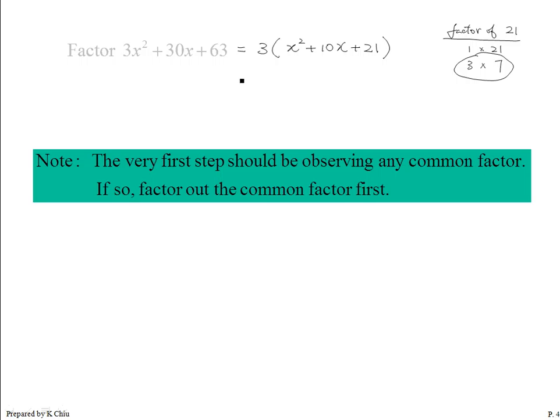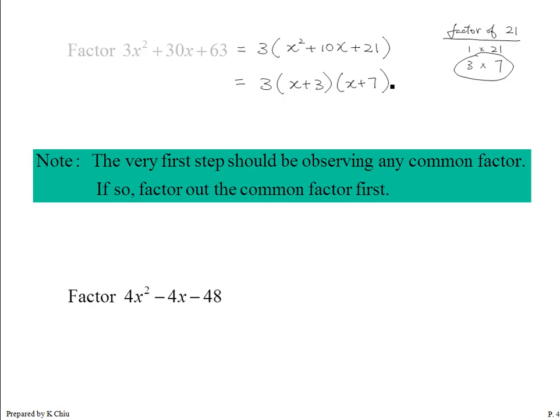And now I can read the answer. It will become 3 times. Now don't forget the 3. You still have a 3 as a factor. The 3 won't suddenly disappear. I'm only focusing on whatever is inside the parentheses to try to further factor it. So it will become x plus 3 times x plus 7. So it's 3 times x plus 3 times x plus 7.